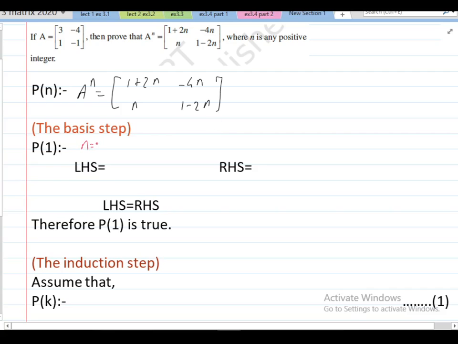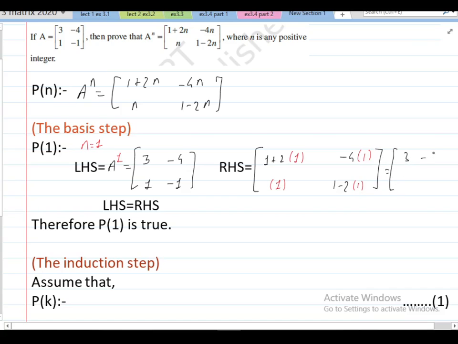Put n equal to 1. Left hand side will be A raised to 1, which is given as [3, minus 4; 1, minus 1]. Now let's put n equal to 1 in the right hand side: [1 plus 2, minus 4; 1, 1 minus 2]. Simplify and you'll get the same as the LHS. So left hand side is equal to right hand side, therefore P of 1 is true.